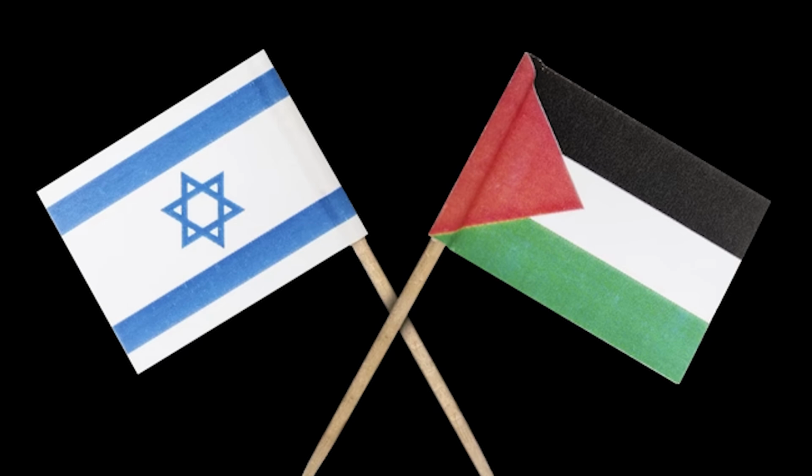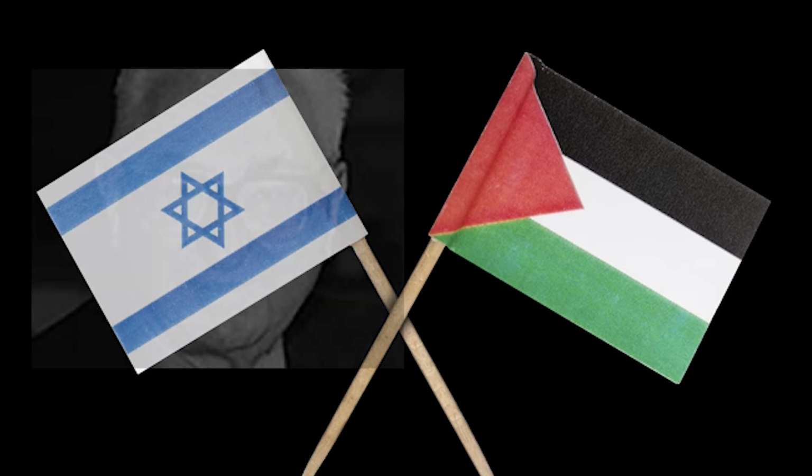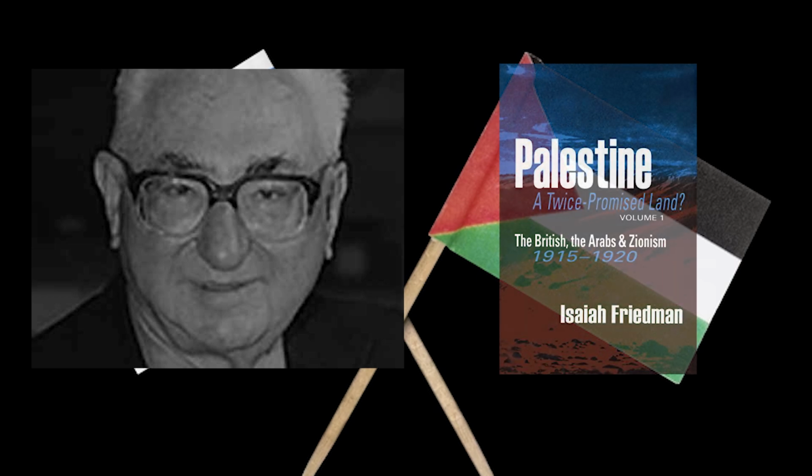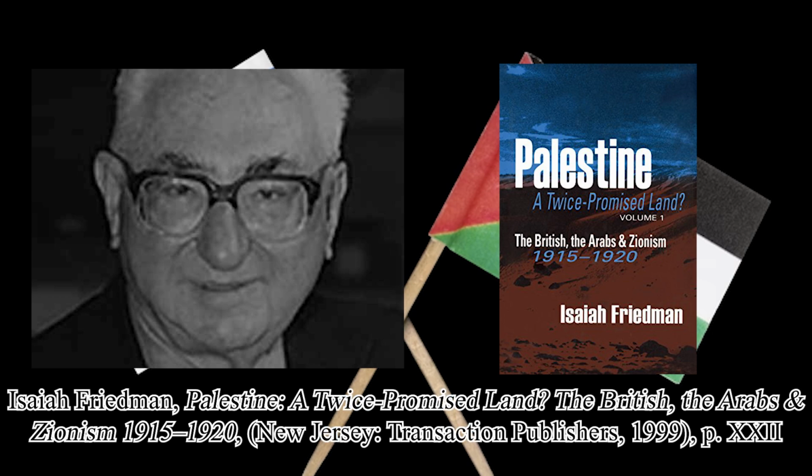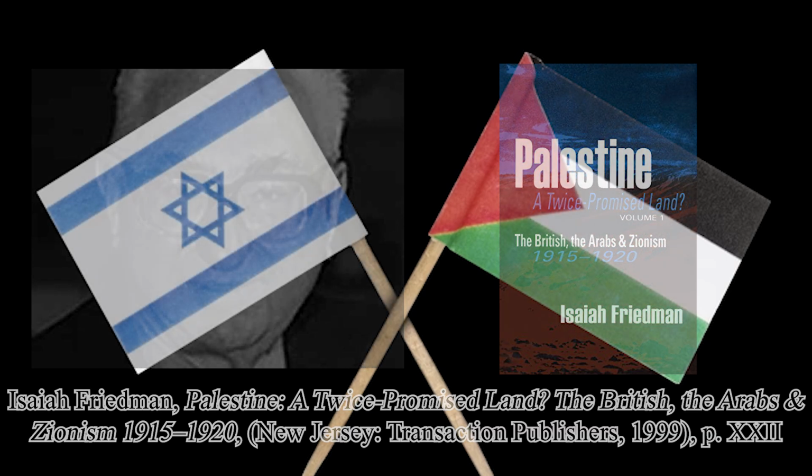The debate surrounding the three wartime agreements is a narrative examined in the work by Friedman, Palestine, a Twice-Promised Land? The British, the Arabs, and Zionism, 1915 to 1920. In contrast to Ingress, Friedman rebukes the interpretation that the British government promised land both to the Arabs and the Jews during World War I.